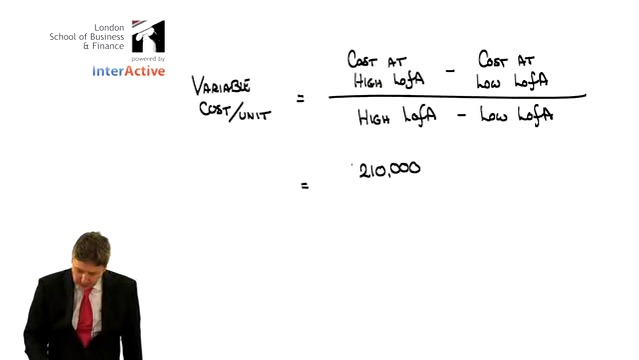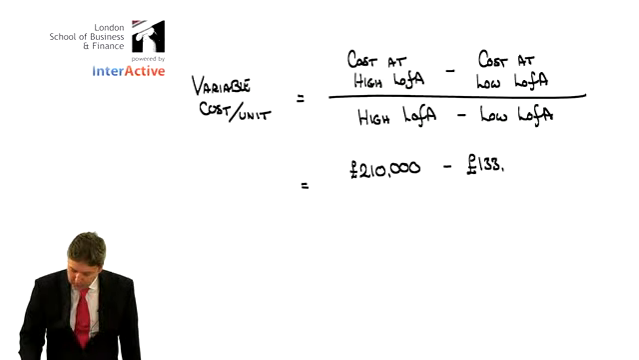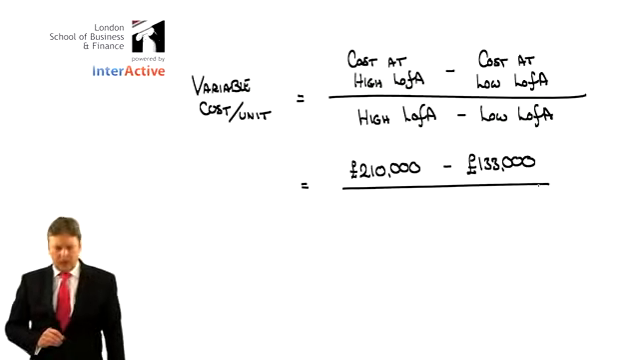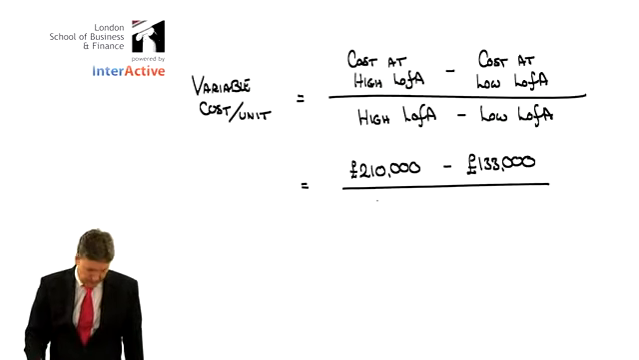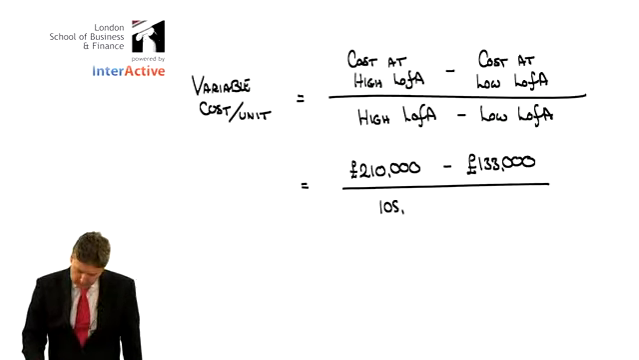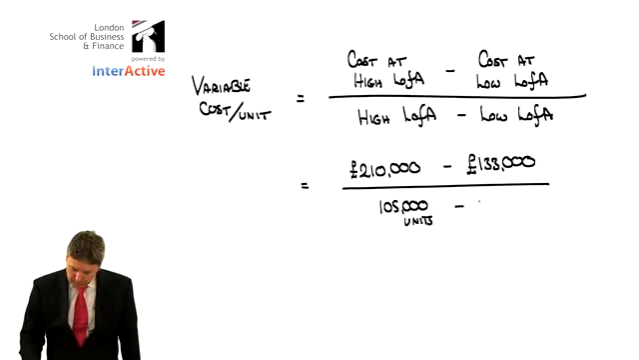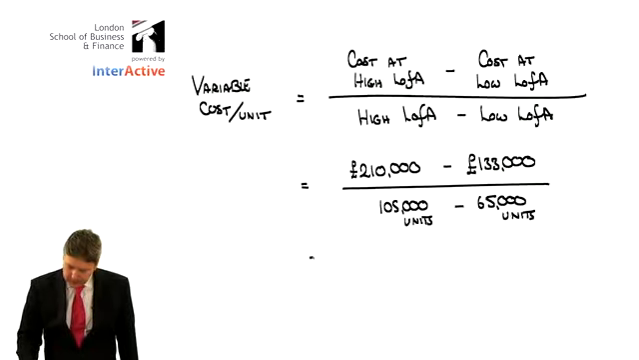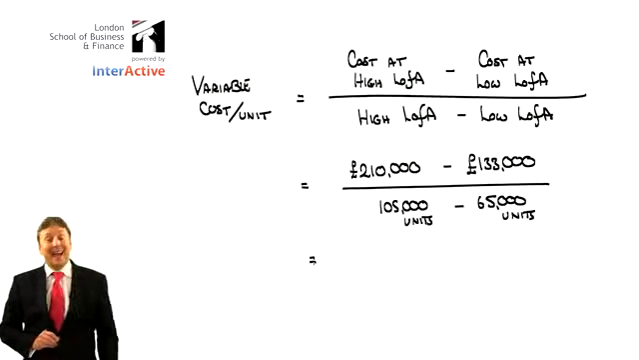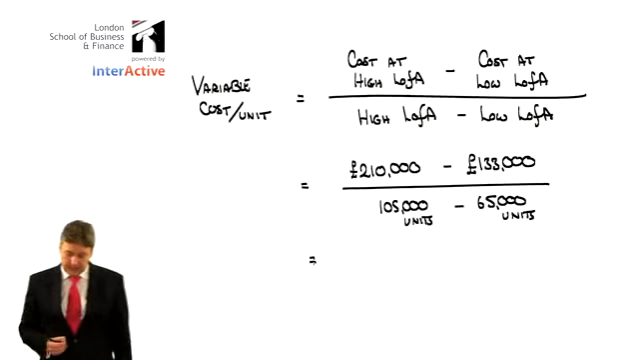Therefore, if we have our costs, 210,000 cost at the high level, minus 133,000 cost at the low level, divided through by the high level of activity, 105,000 units, minus the low level of activity, 65,000 units, and hey presto abracadabra, we can get our variable cost per unit.